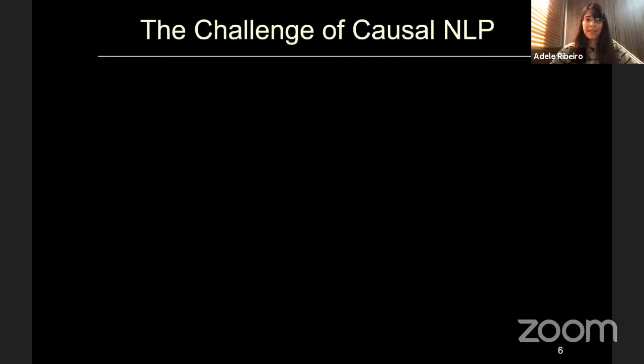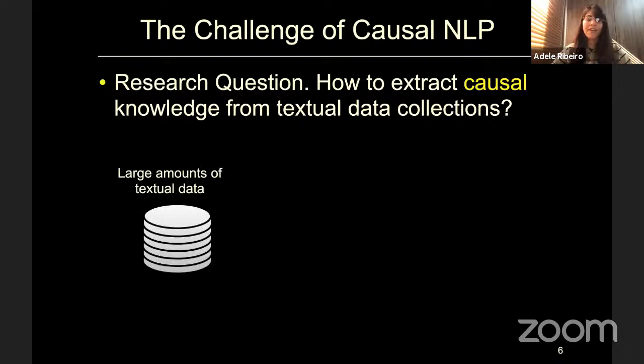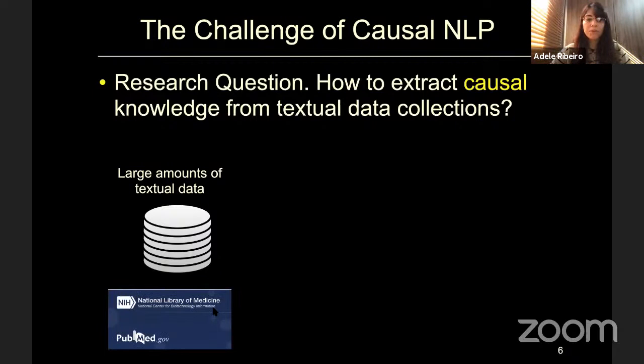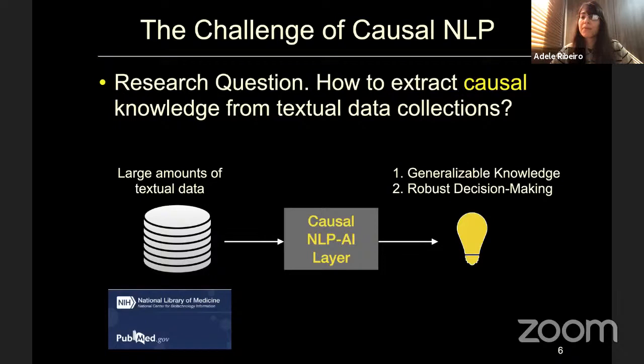Now that I know that most of the audience here has this huge interest in natural language processing, I also want to bring this challenge to you with this question. How to extract causal knowledge from textual data collections? We have a lot of data available, coming from, for example, the PubMed corpus, with a lot of annotated abstracts and full articles. So how can we use this data, and add this causal layer in the NLP AI tools to extract more generalizable knowledge and to make more robust decisions?